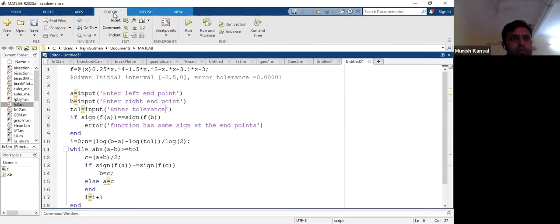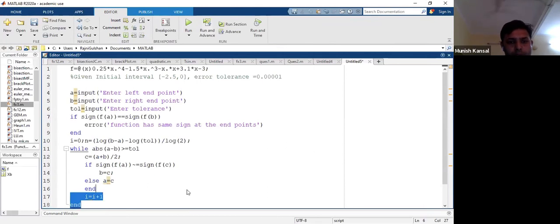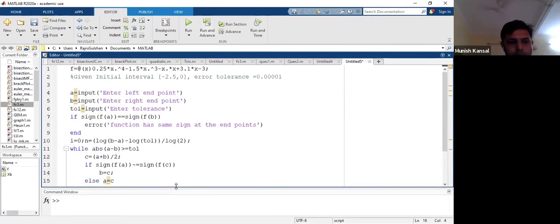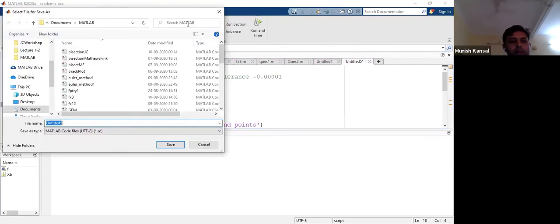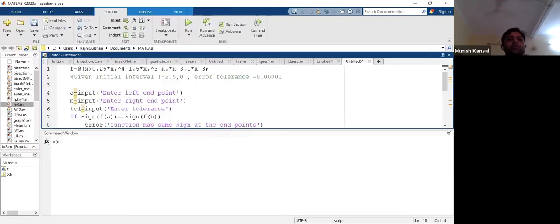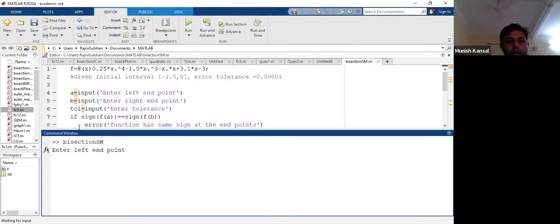So let me just show you the output, right? We know that output will be taken in the command window. So let us minimize this a little. Let me run this. Okay, so this is bisection. You can give any name to the file. It will be saved as a .m file and will be displayed in your current folder. All the files will be displayed in your current folder.